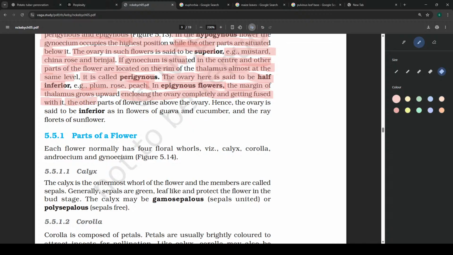The other parts of the flower arise above the ovary. Hence, the ovary is said to be inferior, as shown in the flowers of guava, cucumber, and even pomegranate, ray florets of sunflower.